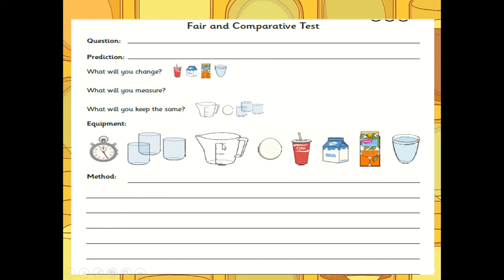And then obviously something to measure out. So we've got our containers, we've got a measuring jug, because we're going to measure the liquids, because obviously they have to stay the same amount of liquid. We're going to have the same size eggs, so I'm going to boil some eggs over the weekend and bring those in to do our experiment. We've got Coke, we're going to have milk, we're going to have orange juice, and we're going to have water.